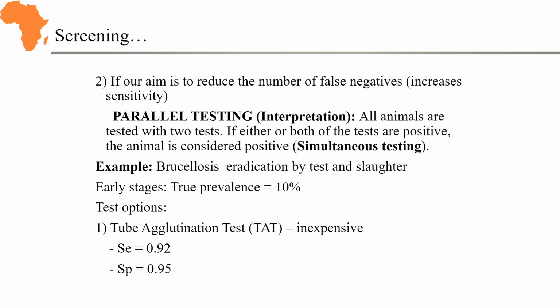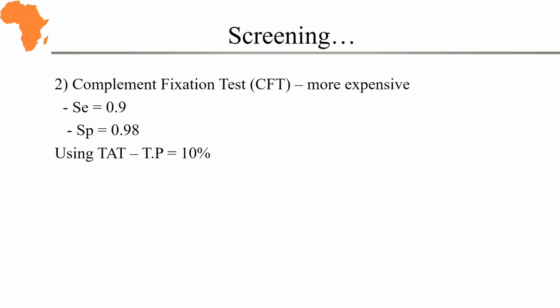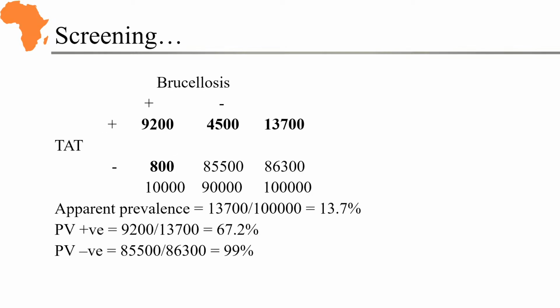You're increasing sensitivity. Now, we have examples here. We have an early stage where true prevalence is 10%. So, we are using two tests for brucella eradication in animals. A tube agglutination test, sensitivity 92, specificity 95. It's a very inexpensive test. CFT, a complement fixation test, sensitivity 90, specificity that. 10% difference.